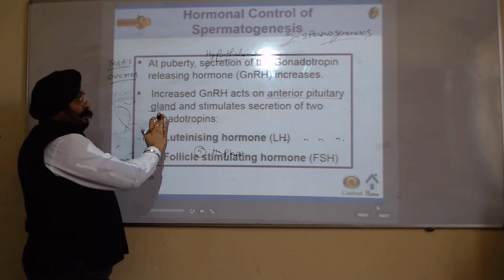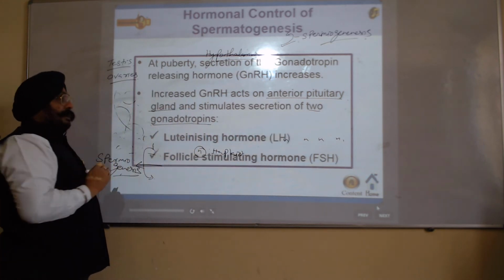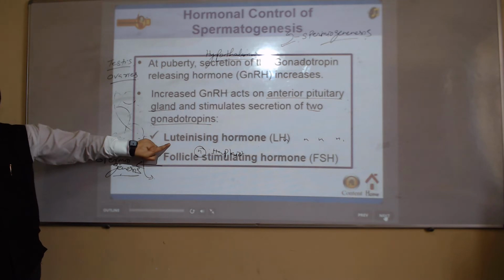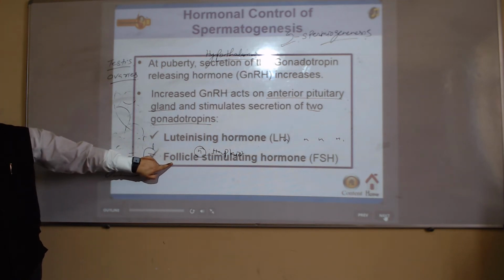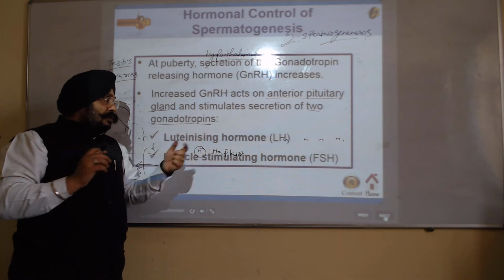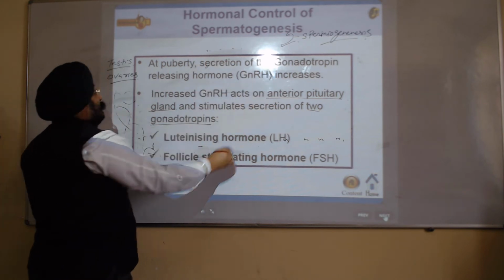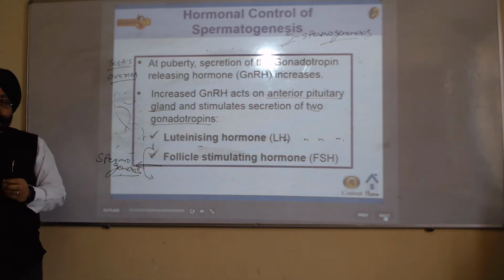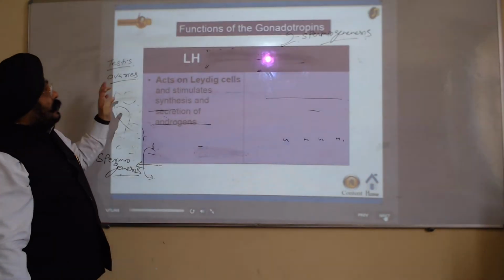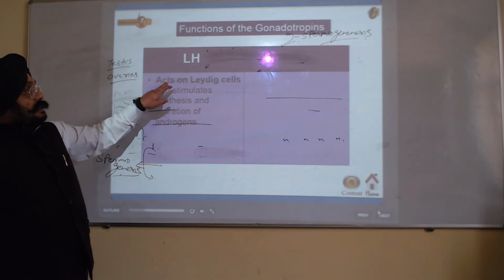What does it stimulate? It stimulates the secretion of 2 gonadotropin hormones. What are they? Luteinizing hormone as well as follicle stimulating hormone. Now these 2 hormones are responsible for the various developments which are taking place within the testes and the human body. Now first, if we see the luteinizing hormone, where does it act?